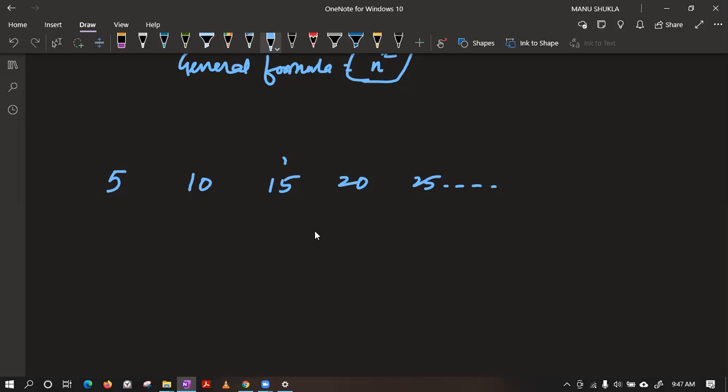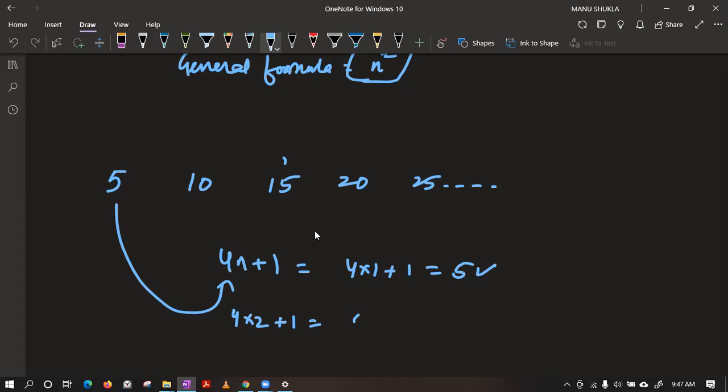Okay, Karnik, 4n plus 1. Let us check whether it is correct or not. When you put n equal to 1, you will get 4 into 1 plus 1 is equal to 5. Very good. But Karnik, as soon as you put n equal to 2, you will get 8 plus 1 as 9, which is wrong. So your formula is wrong.